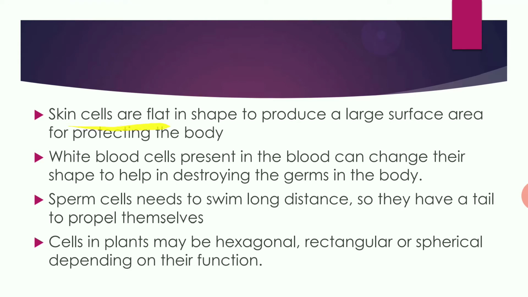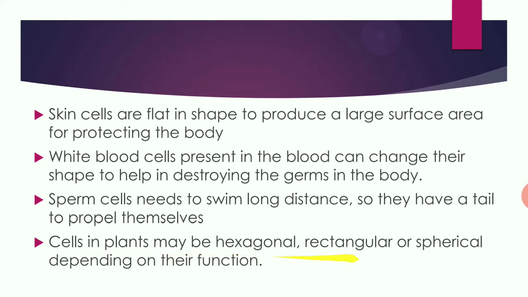Similarly, skin cells are flat in shape to provide a large surface area for protecting the body. White blood cells present in the blood can change their shape to help in destroying germs in the body. Sperm cells need to swim long distances, so they have a long tail to propel themselves in the forward direction.